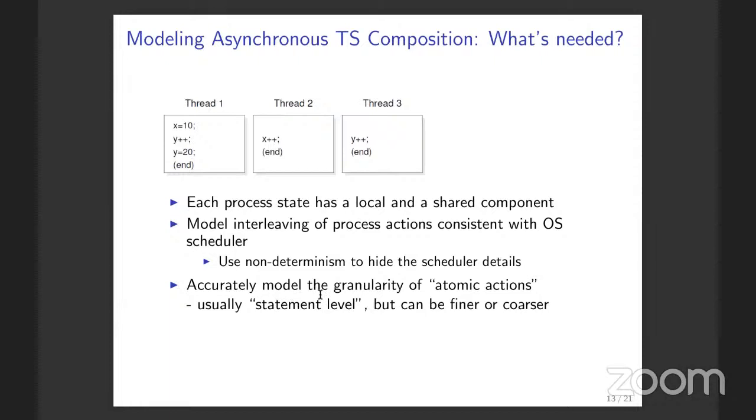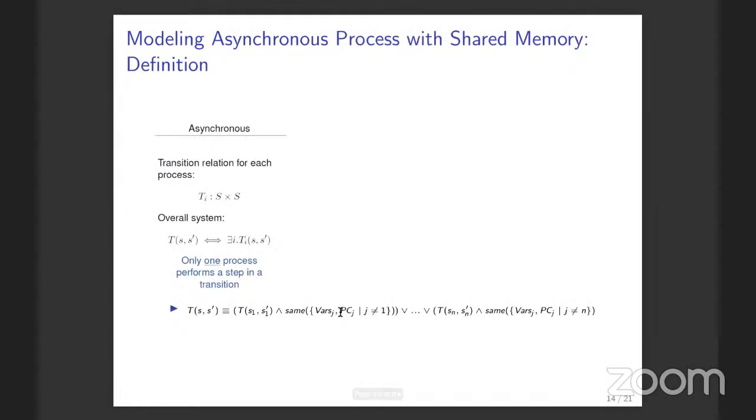Then you will also first have to determine what your atomic actions are, because that very much depends on how you define this interleaved semantics. So for now, let's assume that we are doing it at a statement level, okay? Each statement in a program. Given that, here is the formal way to symbolically model this asynchronous composition.